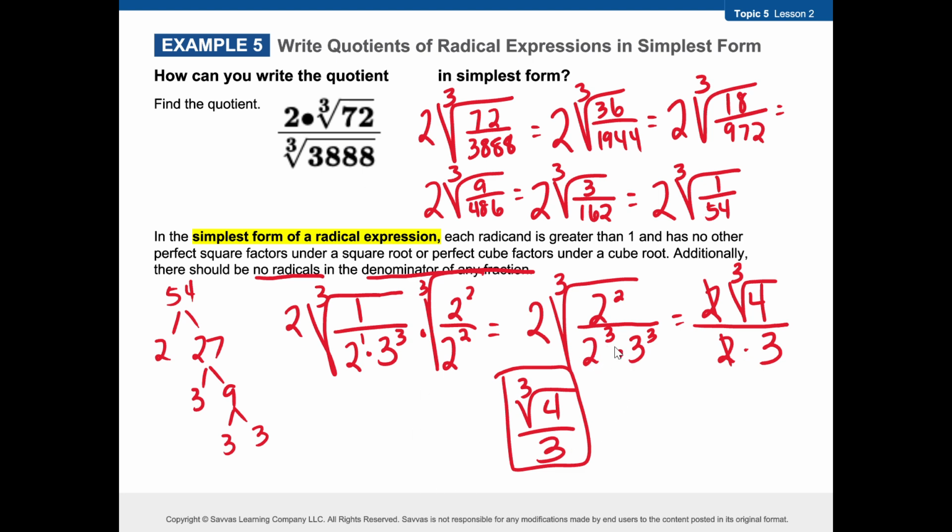Because remember, this 2 technically is a whole number. Think of it as 2 over 1. And these 2 cubed and 3 cubed are on the bottom of a fraction, so they can't be multiplied with the 2. Technically, they're underneath the 2 as a fraction.